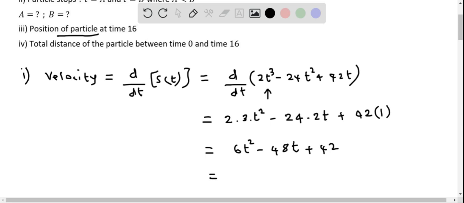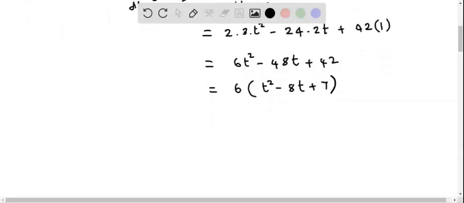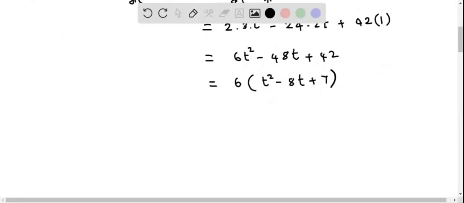And we can factorize this. I can factor 6 from this, and write this as 6 times t squared minus 8t plus 7. So this is the velocity function, basically the differentiation of the position function. We have to calculate the velocity at time t equal to 0, which means we have to plug in t equal to 0 into the velocity function.